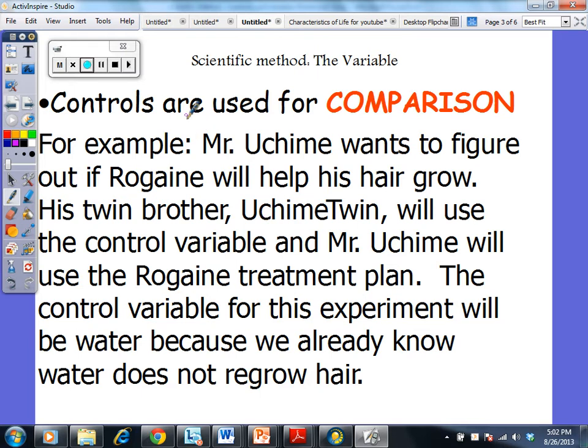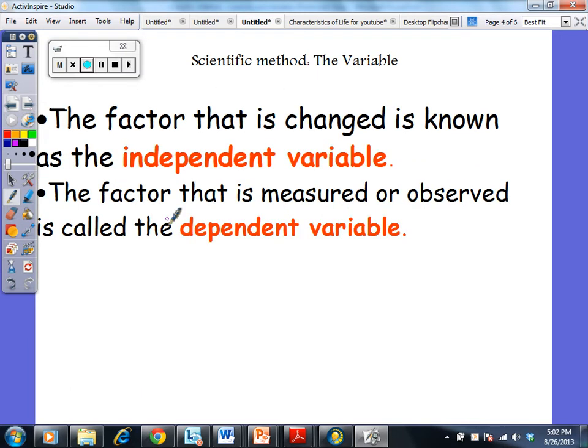The factor that is changed is known as the independent variable. The factor that is measured and observed is called the dependent variable.